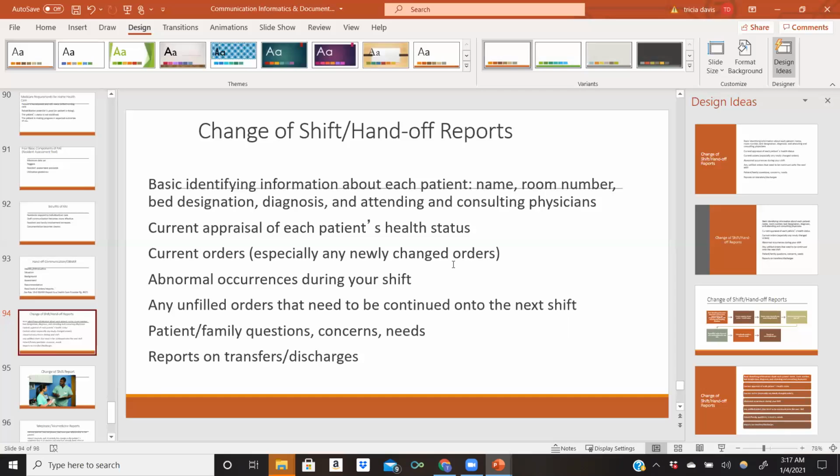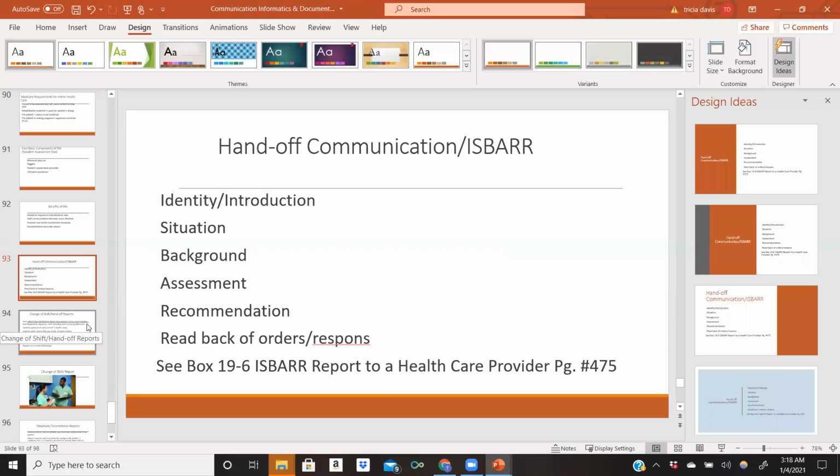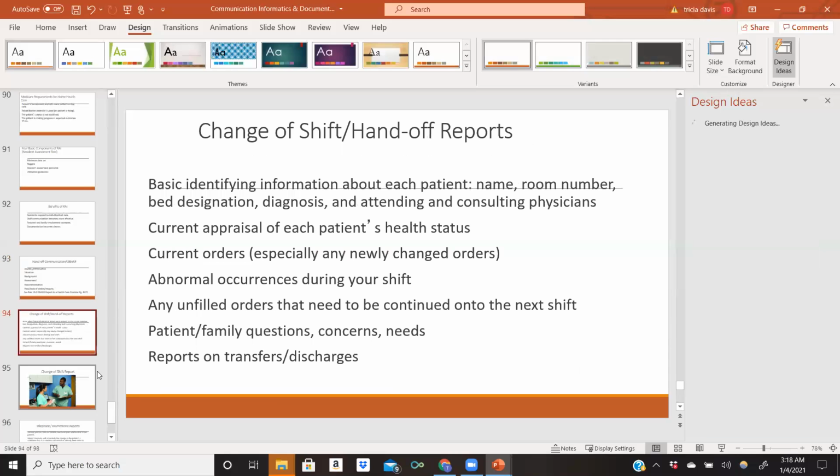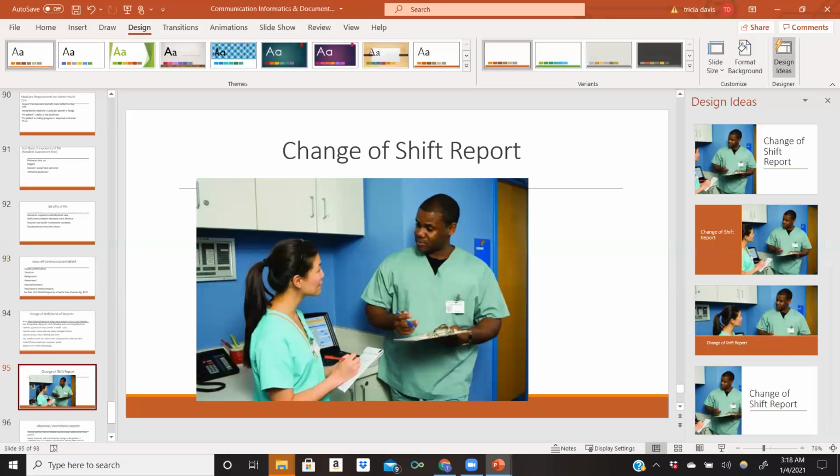If there was any patient or family concerns or needs, you want to make sure you give that in report. And then you want to report on any potential transfers or discharges. So if your patient is probably going to be discharged tomorrow, you would want to make sure that you tell them, hey, this patient was supposed to be discharged today, but they didn't get to go home. Everything is set for tomorrow at 2 o'clock. You'll hear more about discharge in the morning.